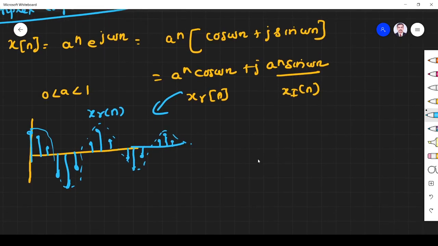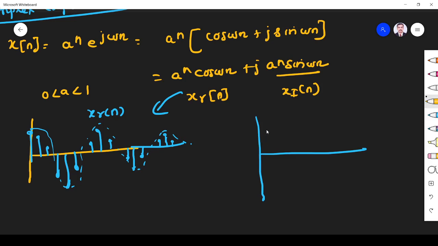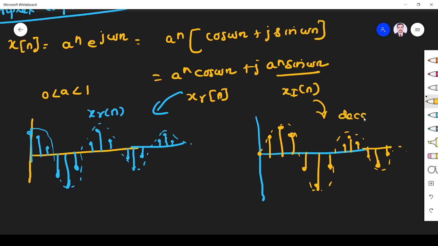Similarly, for a greater than 1, sorry, first I draw xi of n, it is a decaying sine multiplied by a^n, where a is decaying. So how can we draw this? Sine is initially 0, then we have a signal like this. Fine. So first it will be like this, then it will decay. Right, so if you draw, it will be a decaying sine. Like that it will decay. So this is xi of n, a decaying sinusoid.